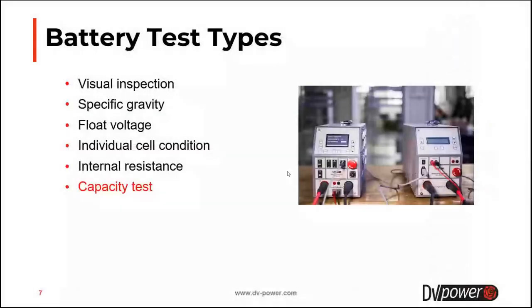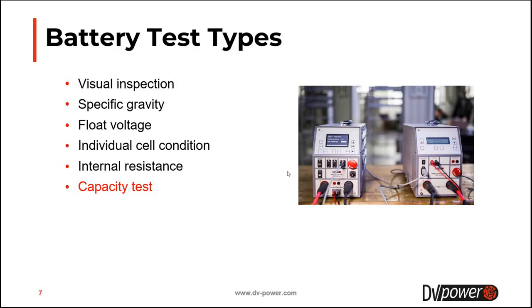We have several different types of battery tests, and we can divide them as follows, as we can see on this slide. Visual inspection: we can check monthly for any leakage of the battery electrolyte. Specific gravity: knowing the specific gravity of the electrolyte in batteries gives insight into the level of charge. Due to chemical reactions during discharge, the density of the sulfuric acid electrolyte, or its specific gravity, decreases. We can check float voltage by measuring it. We can also check individual cell condition.